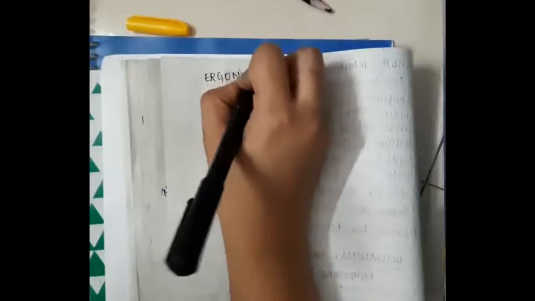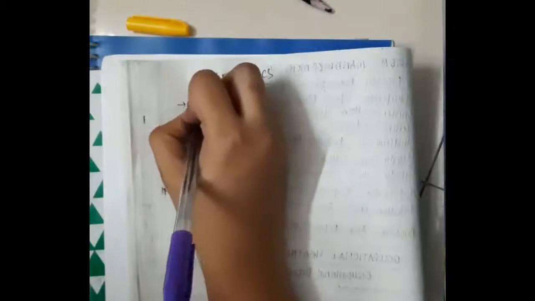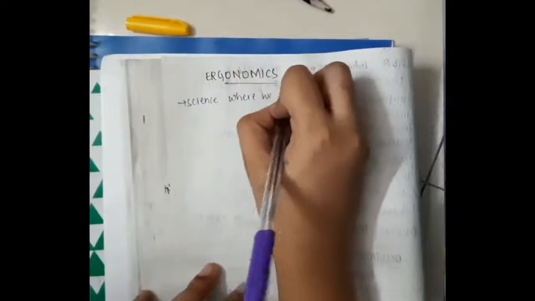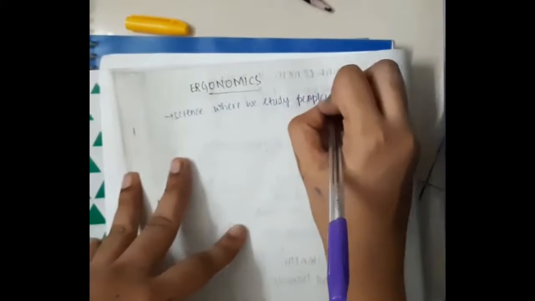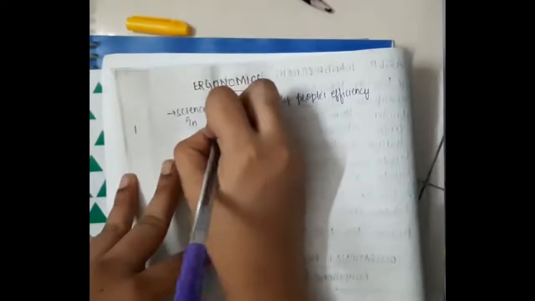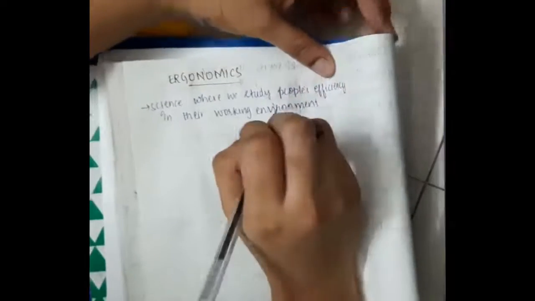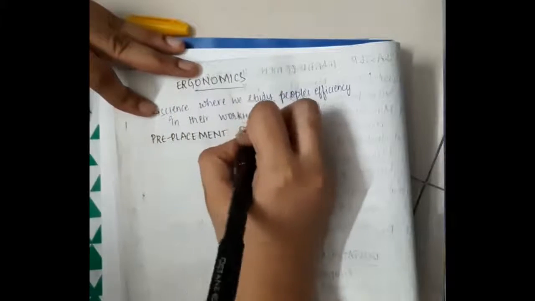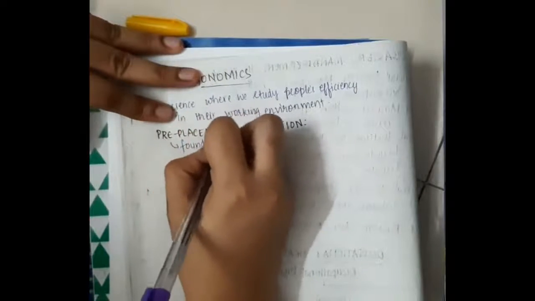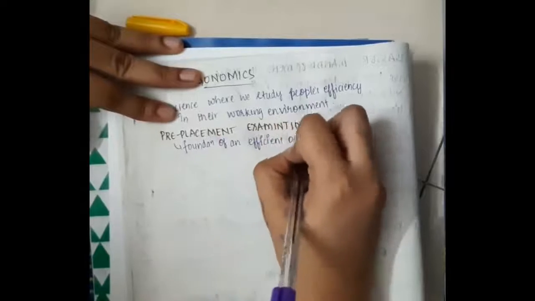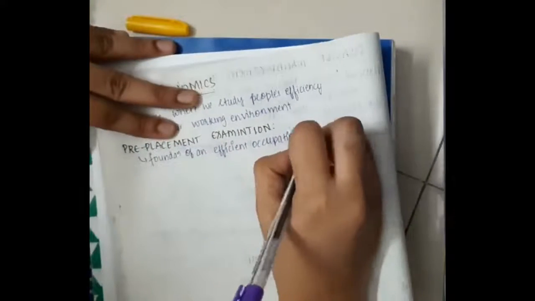Now let us learn some important points about ergonomics. Ergonomics is a science where we study people's efficiencies in their work environment. So we have one, pre-placement examination. Pre-placement examination is done before or at the time of employment. It is a foundation of an efficient occupational health service.